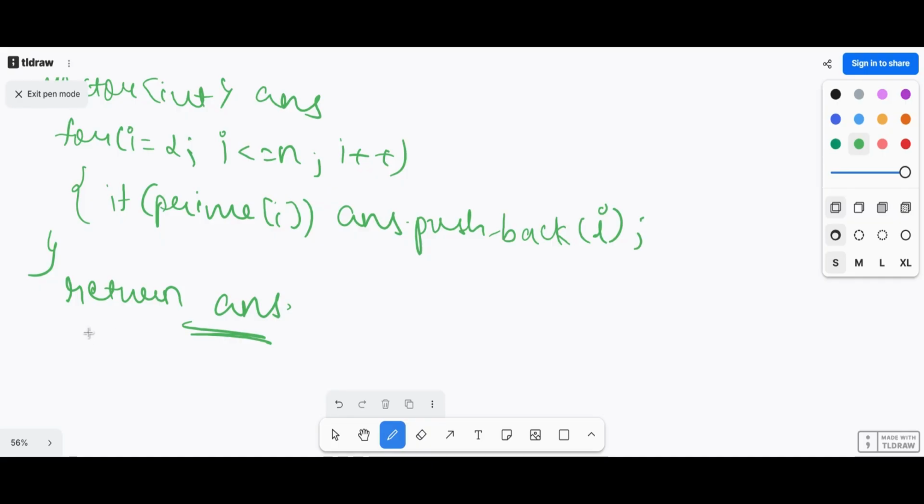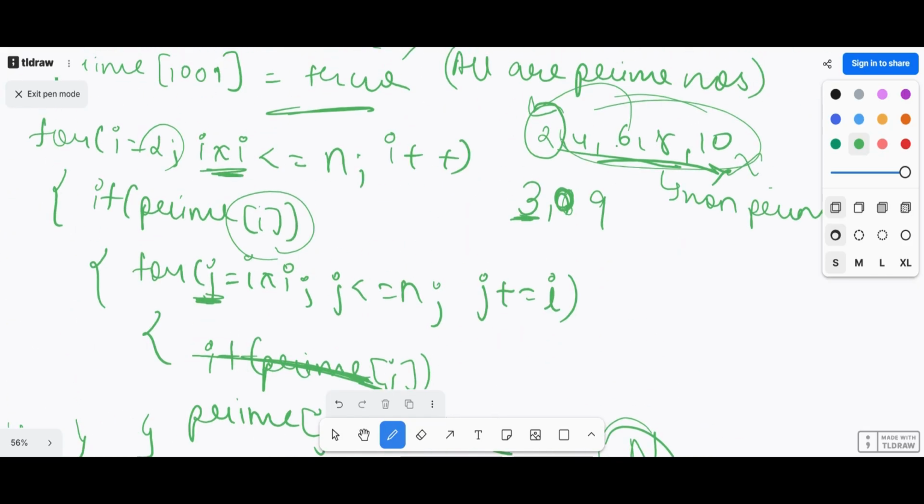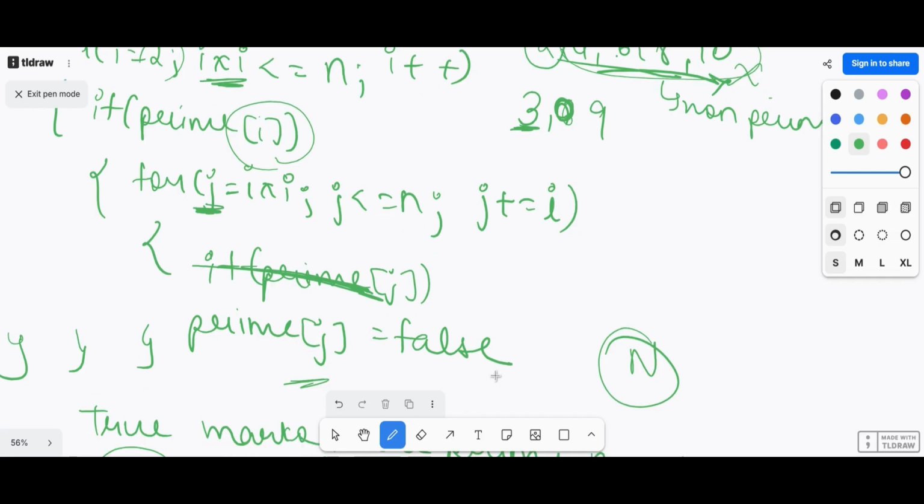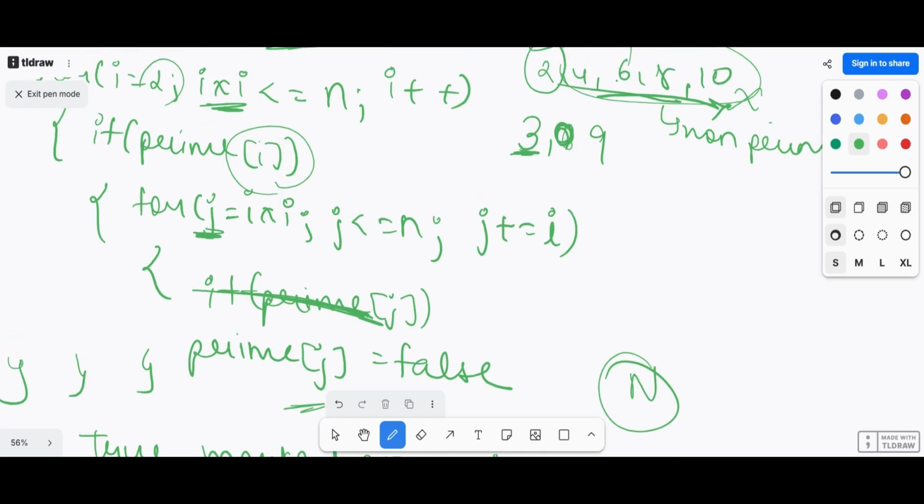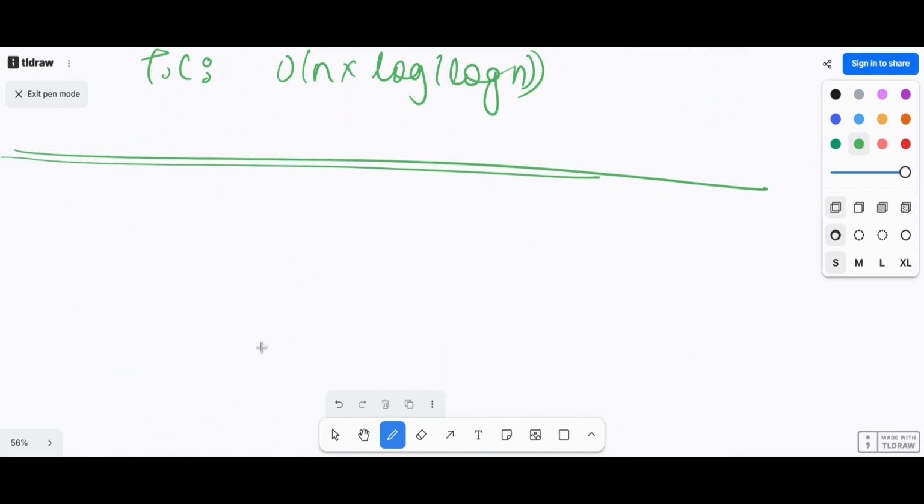Okay, and your time complexity is order of n into log of n, and space complexity again will be order of n only. Now have you realized that this time when I'm making it false, if it is not already false, basically that's the smallest prime factor I'm getting. So what if you need to find the smallest prime factor? This was for finding all the prime numbers.